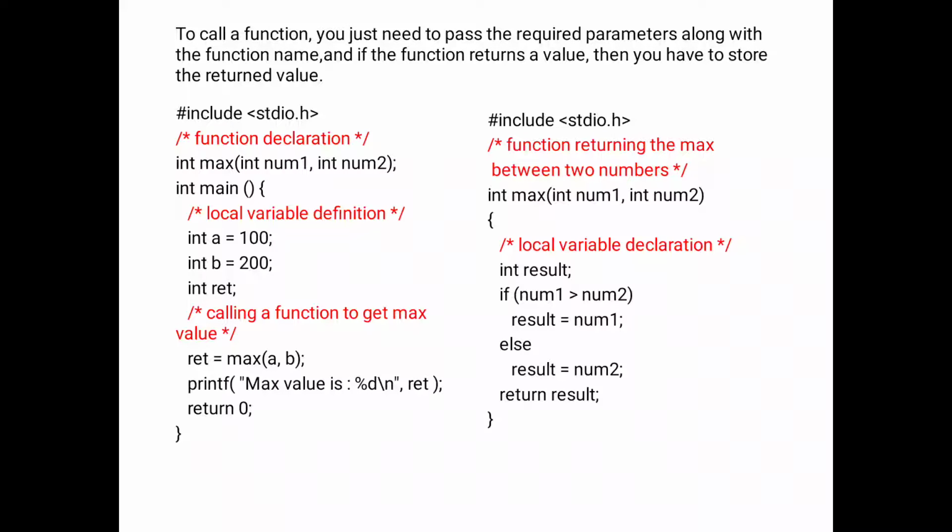Here is some difference from the previous one. Int max of int num1 and num2, this is a local variable declaration, and int result. Here you are not taking any initialization of the values. Here you are writing some logic: if num1 is greater than num2, it will be stored in the result, else if num2 is greater, the result will be stored here.